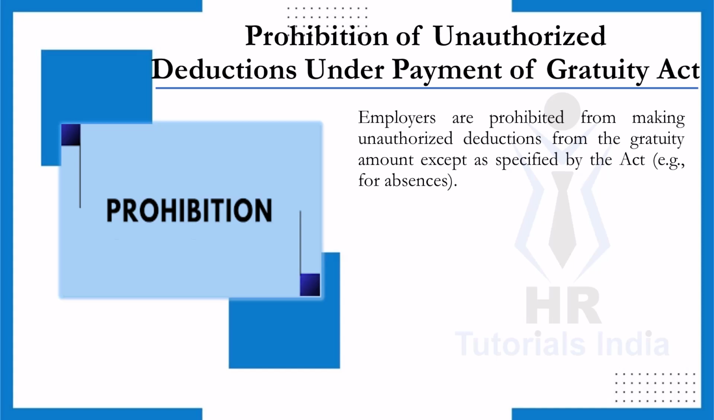Exemptions. The only deductions that are permitted are those specified by the Act, such as deductions for unauthorized absence or loss of pay during the employee's service. This exemption is in place to maintain fairness while protecting the rights of the employees. This regulation is vital as it safeguards employees' financial entitlements, ensuring they receive their gratuity without unwarranted reductions that could undermine their hard work and loyalty to the organization.